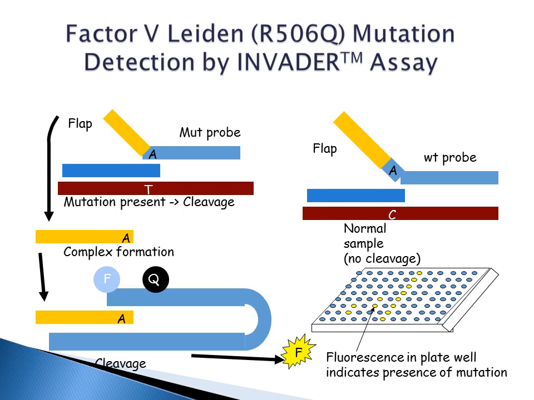You can also use the Invader system to detect the factor 5 Leiden mutation, where you have a mutant probe and you have your wild type probe. If the mutation is present, it's going to generate cleavage, whereas in a normal sample, you're not going to get cleavage. When you have cleavage, you're going to get complex formation, and your fluorophore and quencher come into close proximity with one another, and you're going to get fluorescence, which is going to indicate the presence of mutation.